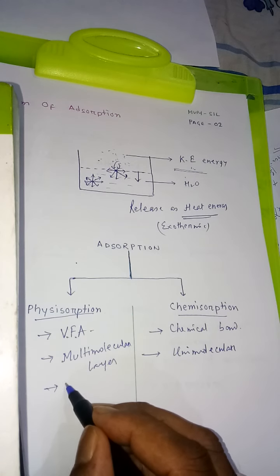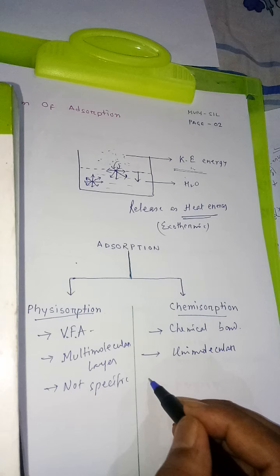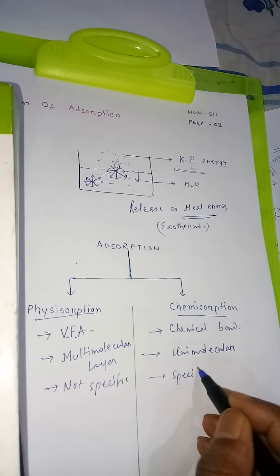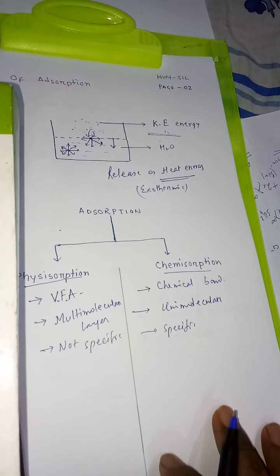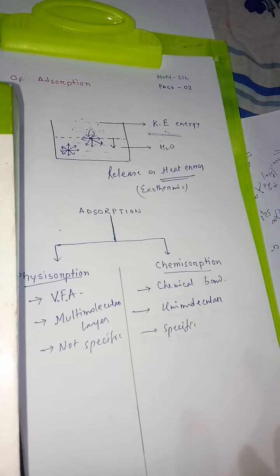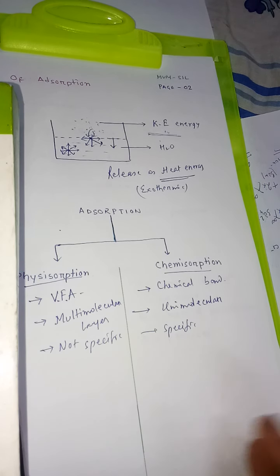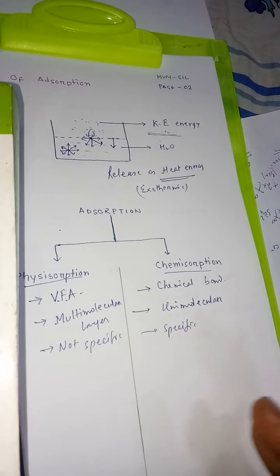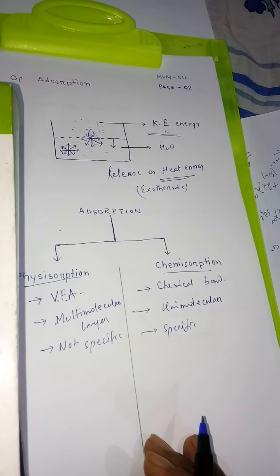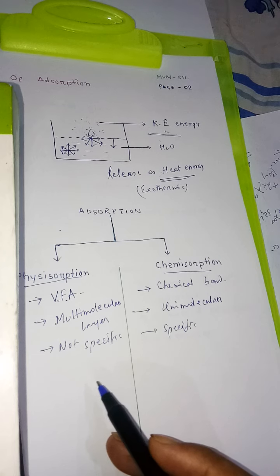Physisorption is not specific; chemisorption is specific. So again, not specific means what? In physisorption, since there is a van der Waals force, any particle can join. But in chemical bonding, the bond should be broken and linked up. For example, ethene will take the hydrogen, ethene will not take the argon. So like that, it is specific, it is not specific.